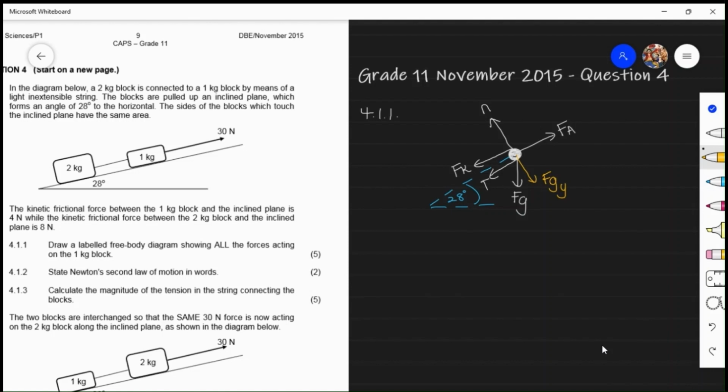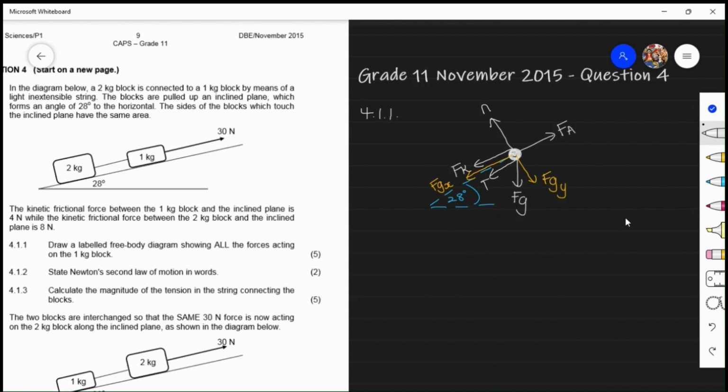I've not changed the force, it's still exactly in the same position. I've just moved it up. So this is now going to be my Fgx. So as you can see, kinetic frictional force, Fgx, and tension are acting down the slope, whereas applied force is acting up the slope. Now let us try to draw the free body diagram of our 2 kg object.